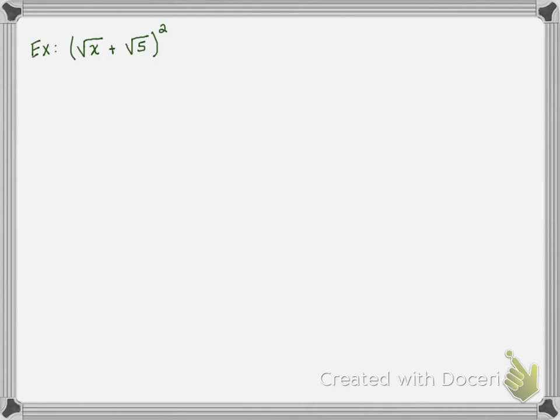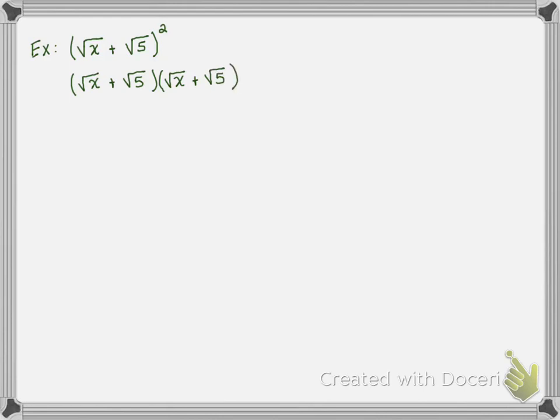Yes. So squaring something is multiplying it by itself, right? So we have the square root of x plus the square root of 5 times the square root of x plus the square root of 5.